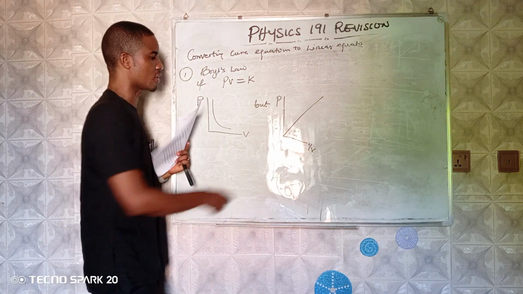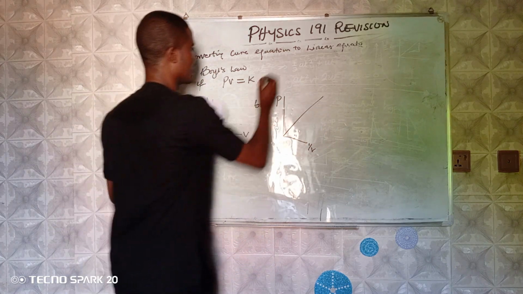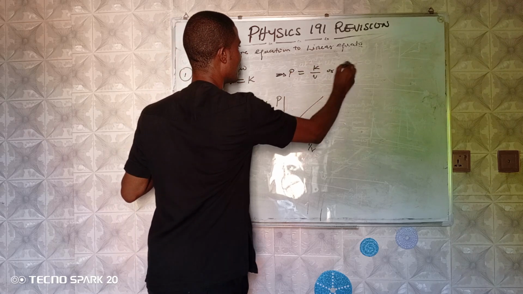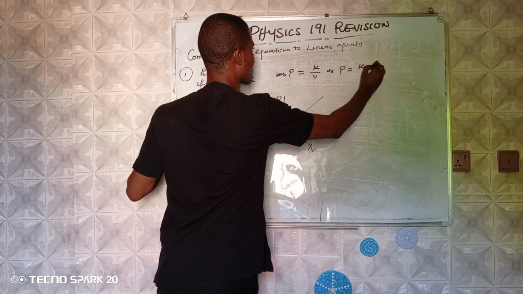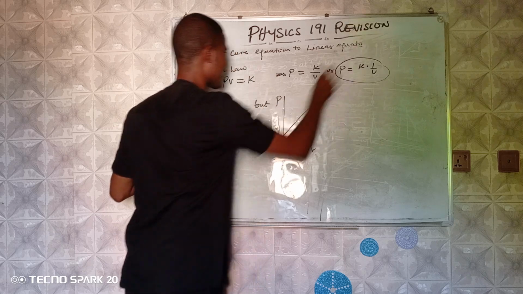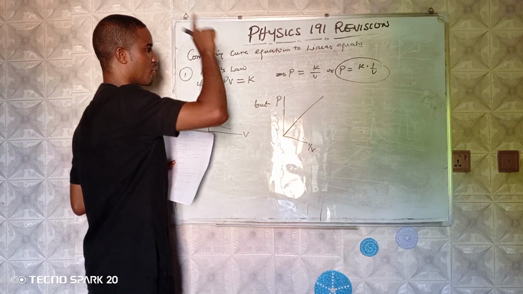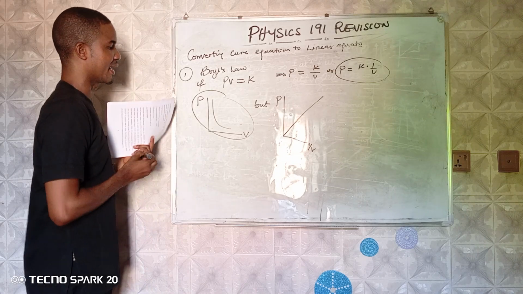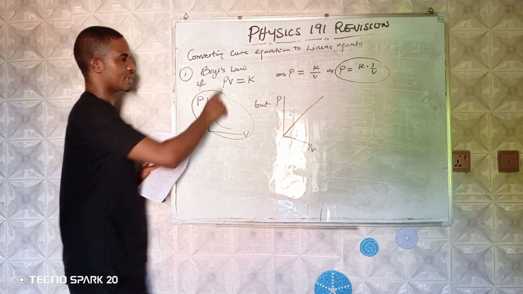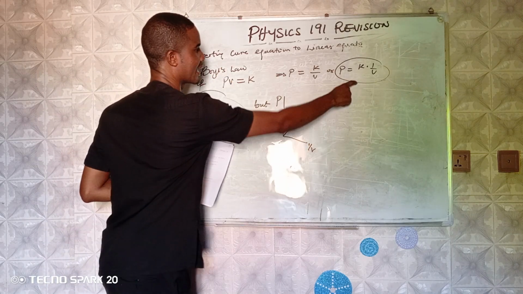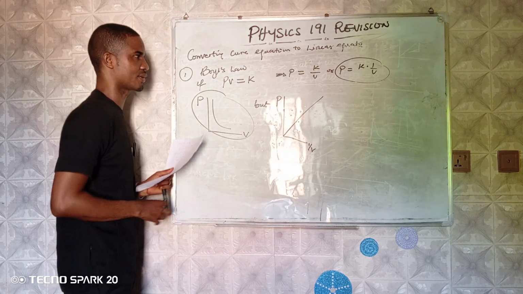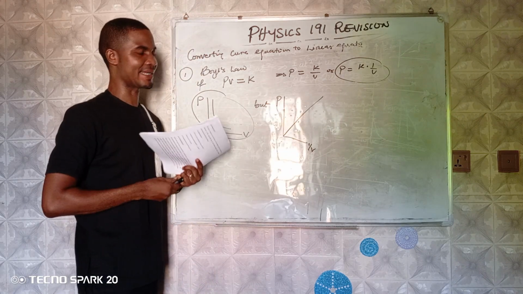To convert this to a straight line graph, you are going to have that P is equal to K over V, or P is equal to K times 1 over V, just the way we did the other time. That is the conversion from curve to straight line, while this is the curve. If you plot a graph of P against V, you have a curve. But if you convert it to look like this and plot a graph of P against 1 over V, you are going to have a straight line graph. So we have to look at another example.